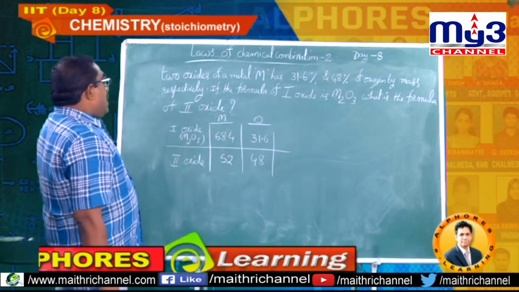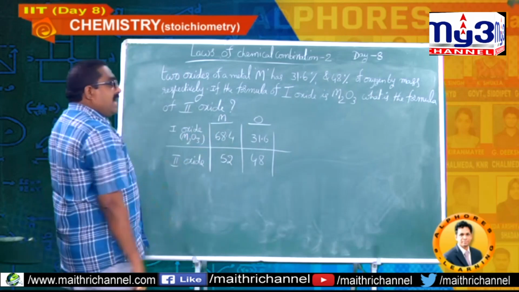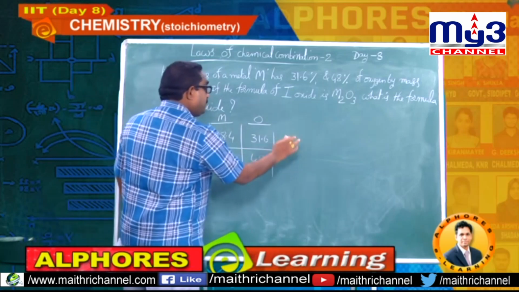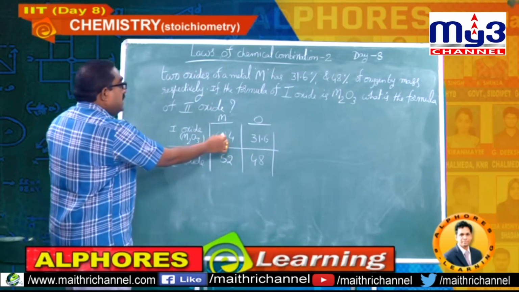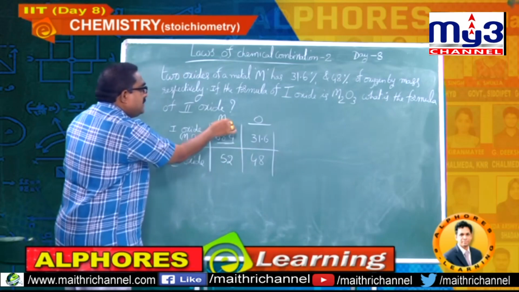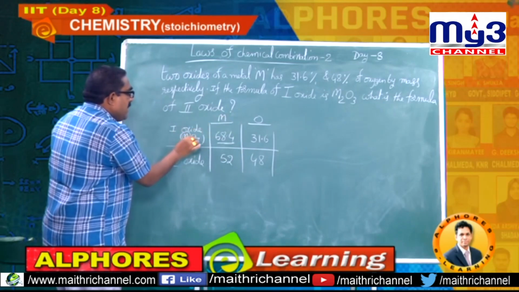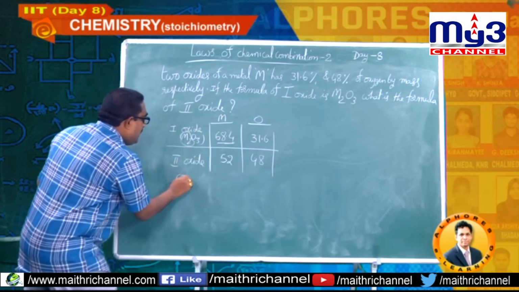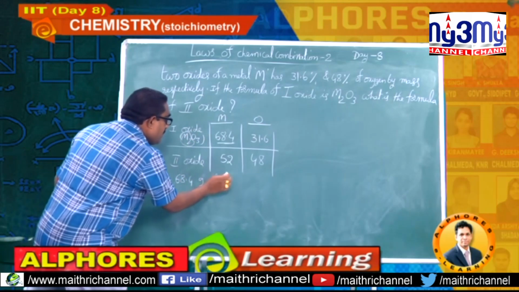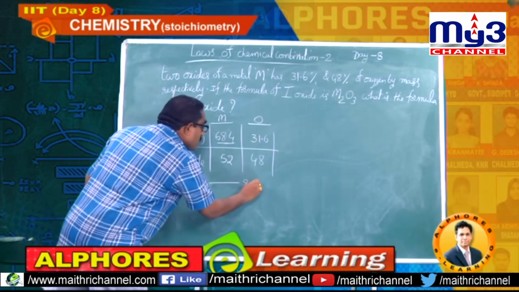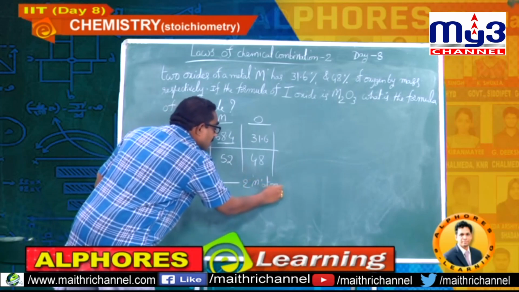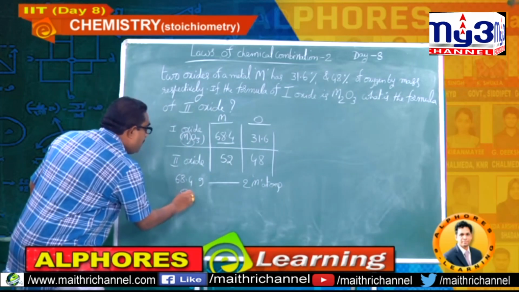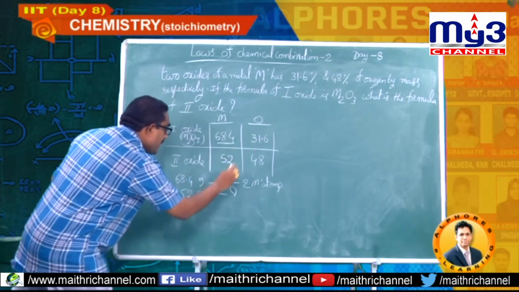Okay. He has given the first oxide formula as M2O3. This 68.4 grams of M in this oxide corresponds to how many atoms of M? 2 M atoms. I am writing 68.4 grams of M, corresponding to 2 M atoms. But in the second oxide, the percentage of M is only 52 grams. Then what will be the number of atoms?